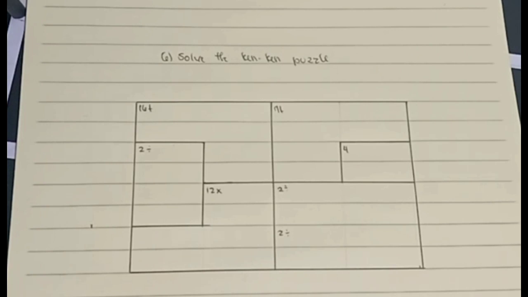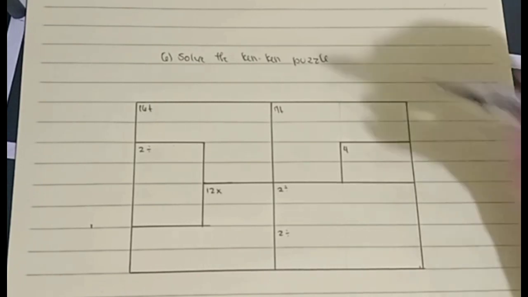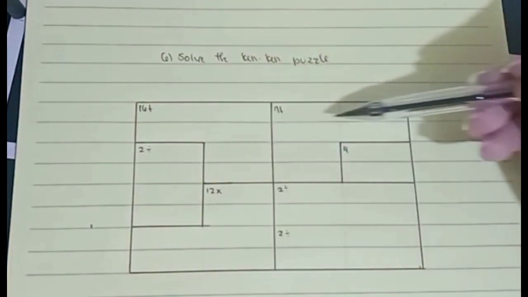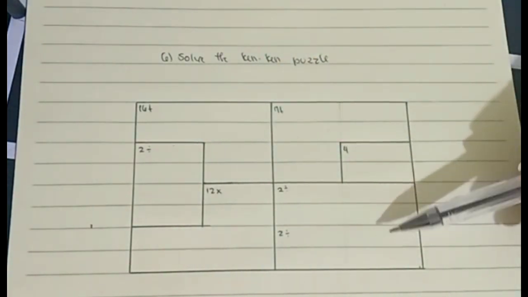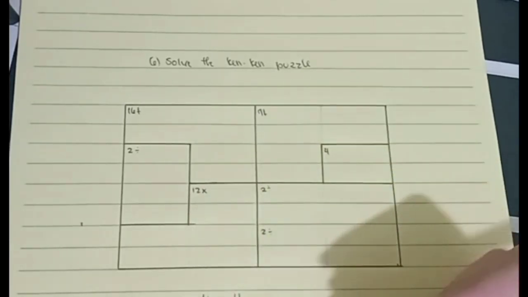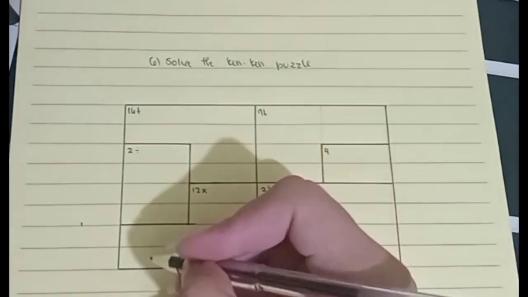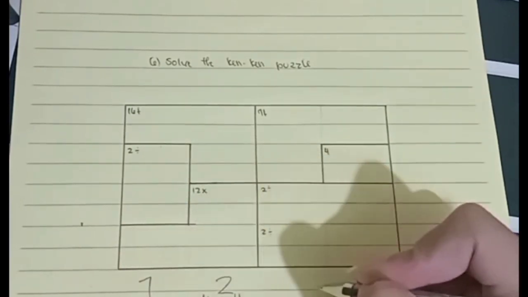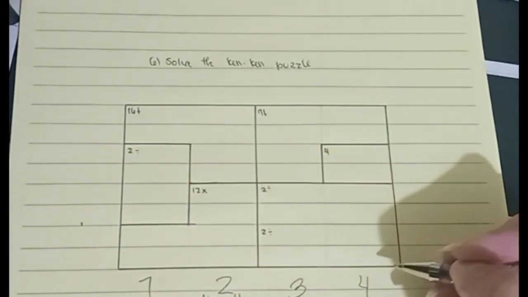So now, we are going to solve the KenKen puzzle. Fill in each square cell in the puzzle with a number between 1 and the size of the grid. For example, this is a 4x4 grid. Use the numbers 1, 2, 3, and 4. Use each number exactly once in each row and each column. This is a 4x4 square, so use the numbers 1, 2, 3, and 4.